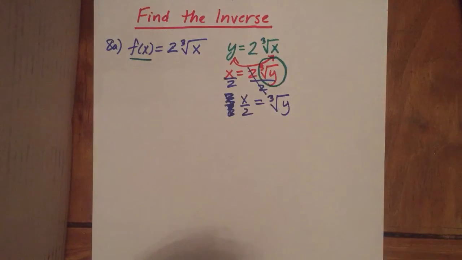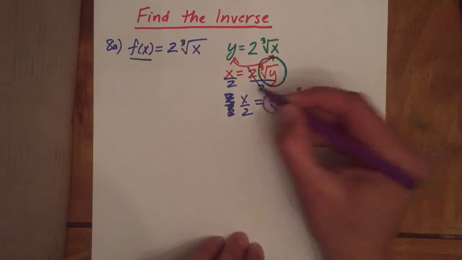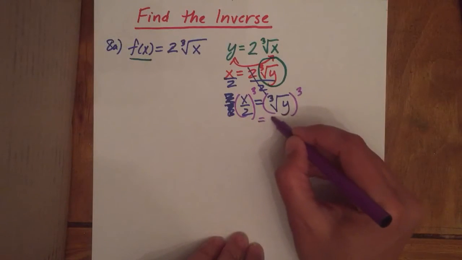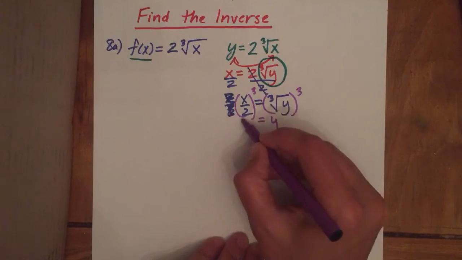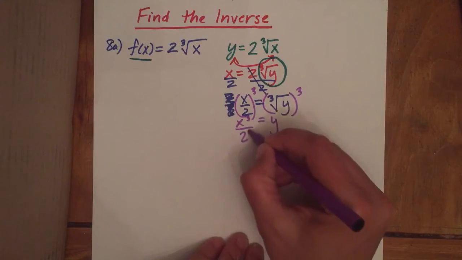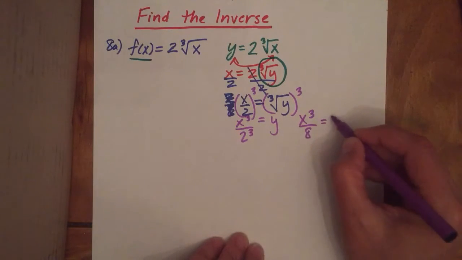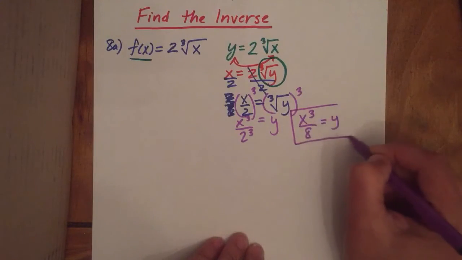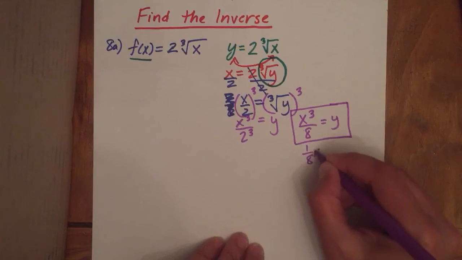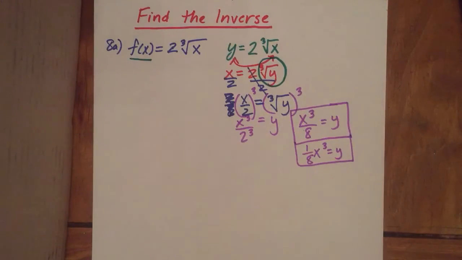And if you remember, to get rid of a cube root, we actually cube it. We do the inverse operation. So I'm going to cube both sides. Cube of a cube root, that's just going to leave me with y. And then this is going to leave me with x cubed on top and 2 cubed on the bottom. And that means x cubed over 8 equals y. The other way you can write this is 1/8 x cubed equals y. Both of these are correct. There's 2 different ways to write it.